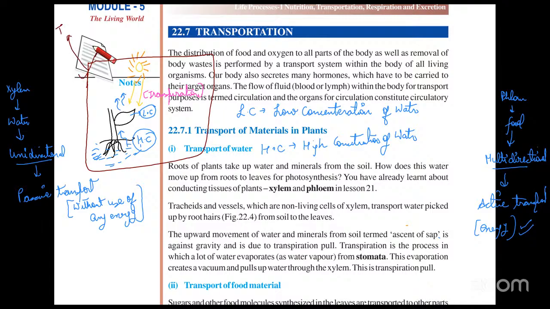This can be asked by the examiner: that transpiration pull is the pull which occurs when the water travels from high concentration to low concentration because of the phenomenon called transpiration. Did you understand, guys? Yes, sir. But it doesn't happen in phloem because phloem needs energy to transport.